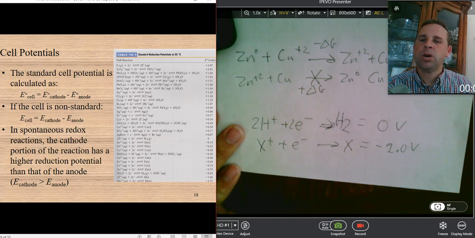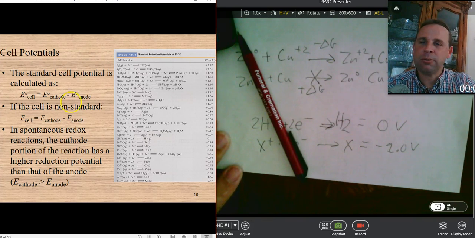All right. So we can identify the potential for a given cell by looking at one of these half reactions as a cathodic reaction and one of these half reactions as an anodic reaction. Now all of these are reductions. So these reactions here are how the reactions would occur at a cathode, because again, cathodes are where the reduction occurs.